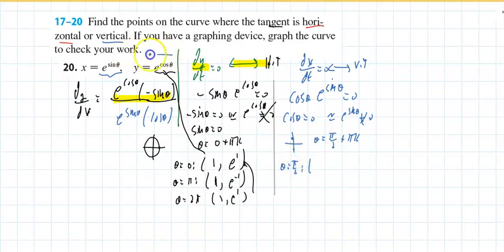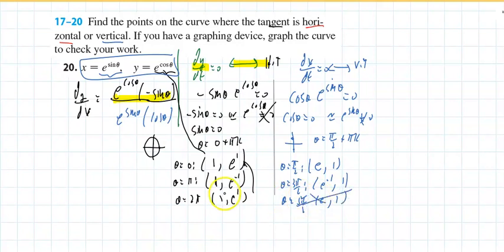In this case, I'm going back to the traditional. E to the 1 is e, 1. Theta equal 3 pi over 2: e to the negative 1, 1. And I noticed that theta equal 5 pi over 2 starts repeating. So those don't count, but I'll show you what they mean in a minute.